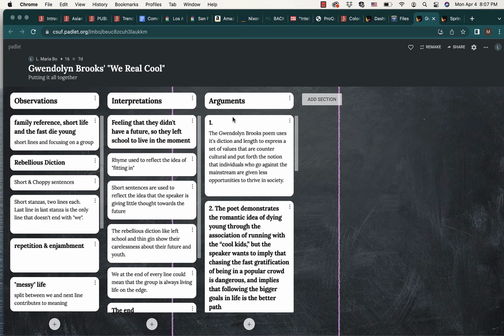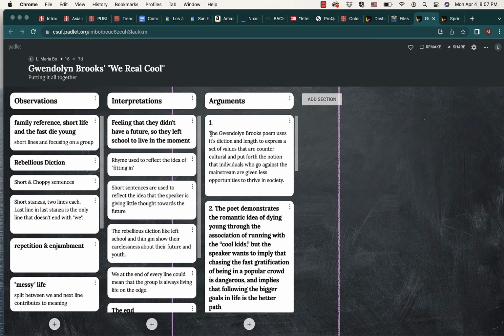What this does is it forces students to see that there is a process to the writing, to analysis and to literary thinking. You don't just jump from here are the things you see in a poem into making an argument about it. You have to have the middle step of interpretation if you're going to come up with an argument that's actually substantial. This middle part is the step that students often miss.